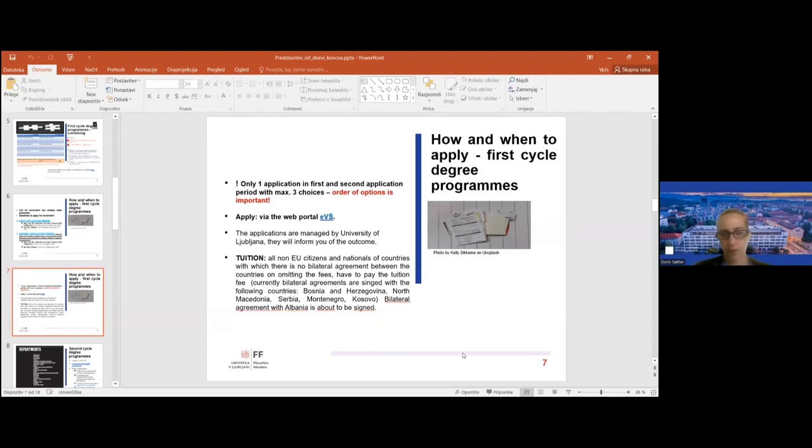Students from the countries with which we have a bilateral agreement don't need to pay the tuition fee. These are Bosnia and Herzegovina, North Macedonia, Serbia, Montenegro, and Kosovo. We are about to sign a bilateral agreement with Albania, but we don't know yet when it will be signed.